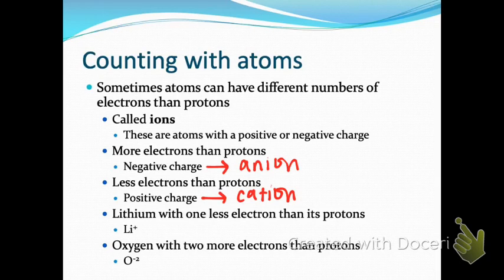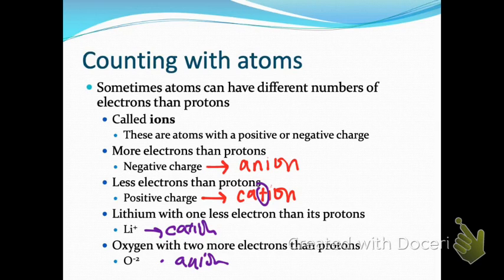Okay, those are 2 names that you need to know. The way I like to remember it is that the cation has the plus sign right in it. Right? It's positive. Or someone taught me like this. This would be a cation. This would be an anion. Right?